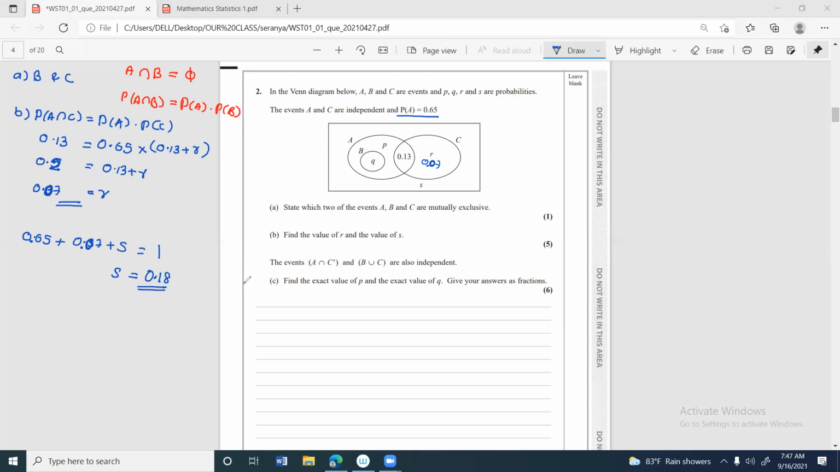Next part of it, now we have to find P and Q. That may be the question they ask in the next question. Now you can see a 6-mark question means a little bit of working should definitely be there, right? And the other thing is, I forgot to put the value for S. S is how much? 0.18. We will mark it here.